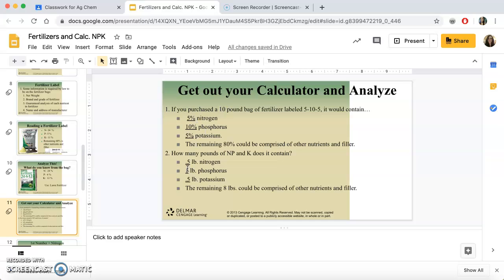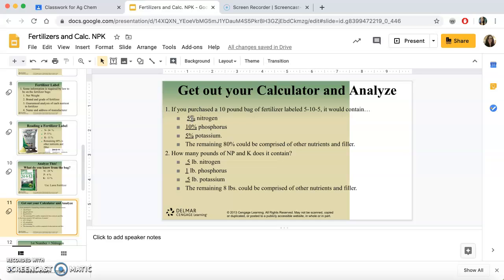Well, 5% is half a pound, right? If you think about what 10% of 10 is, that's 1 pound. What's 5% of 10 pounds? Half a pound. So how we figure that out is we're going to turn this into a decimal. You move that decimal back twice, so you get 0.05. You multiply that by 10, and that's going to get you that half pound there.